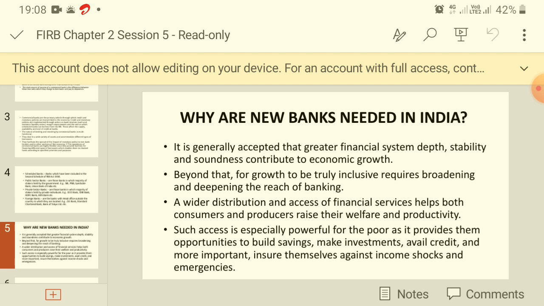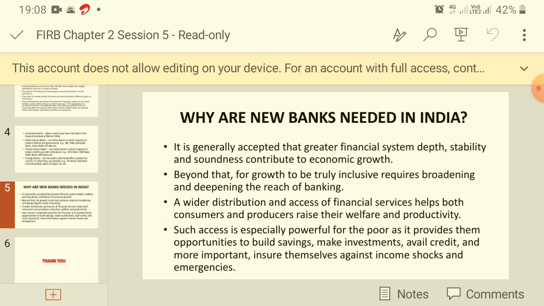A wider distribution and access of financial services helps both consumers and producers, raises their welfare and productivity. Such access is especially powerful for the poor, as it provides them opportunities to build savings, make investments, avail credit, and more important, insure themselves against income shocks and emergencies. So this was about the various types of scheduled and non-scheduled banks.